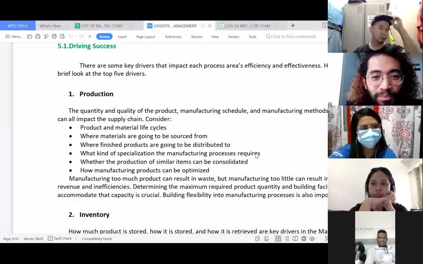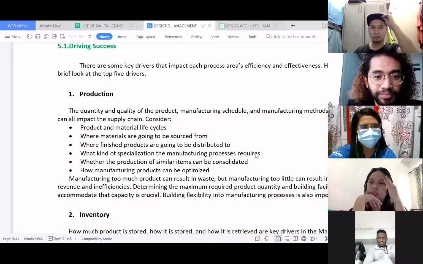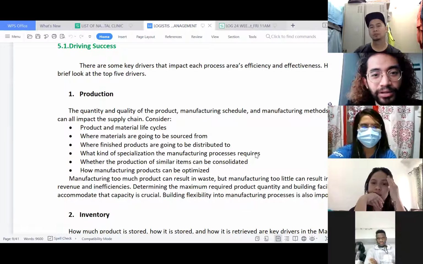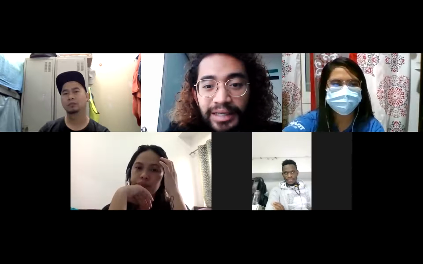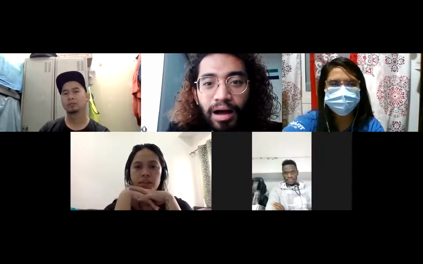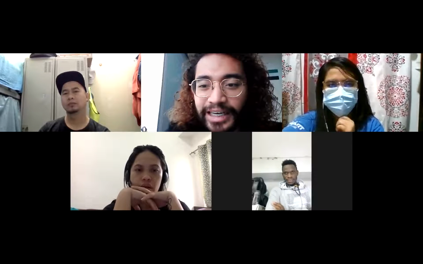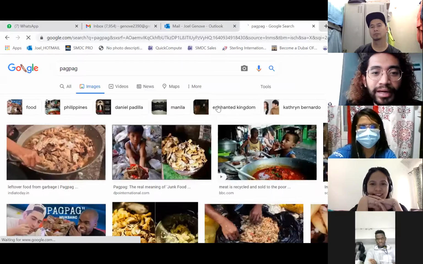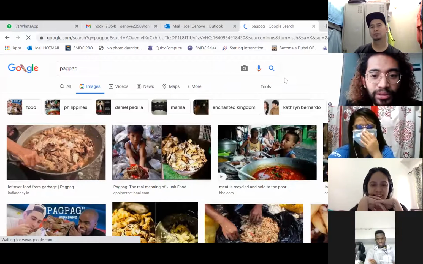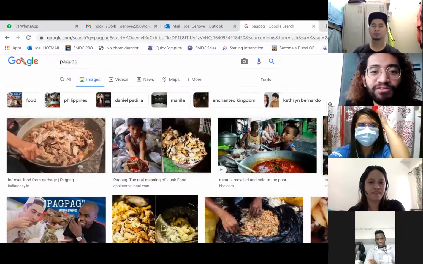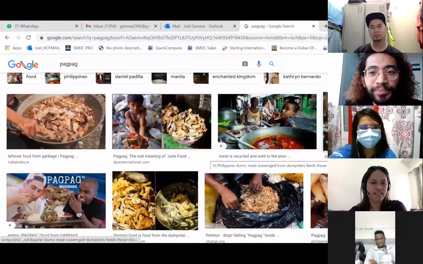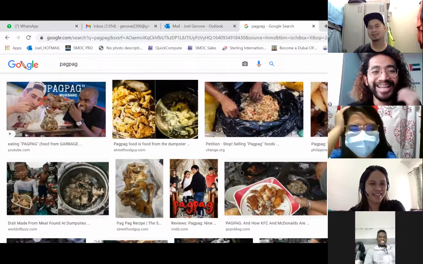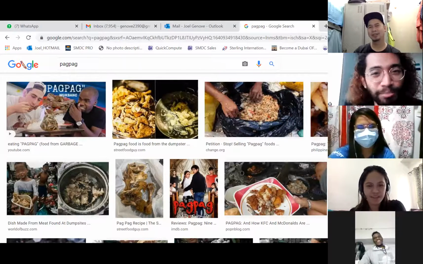Wait, let me just show you a picture of a pagpag food. The Philippines is still a progressive country. After a couple of years, we are still progressing. Developing pa rin tayo. So this is a kind of pagpag food. Can you see it? These are food from the garbage, Paddy. They will wash it and then they will eat it. But you get the point.